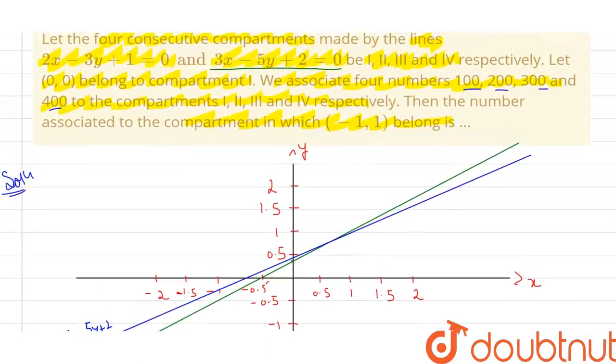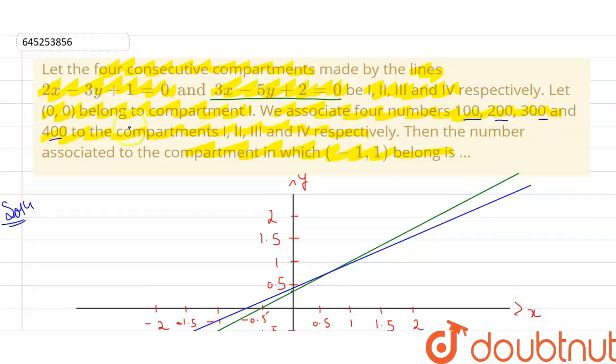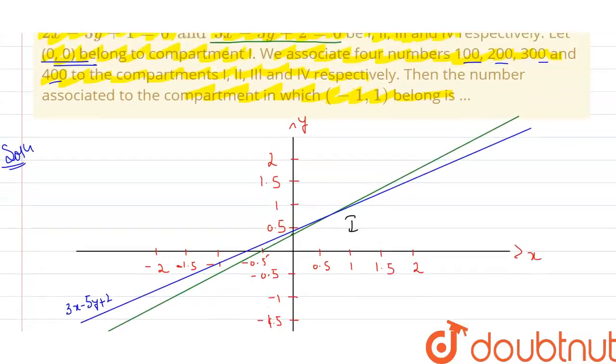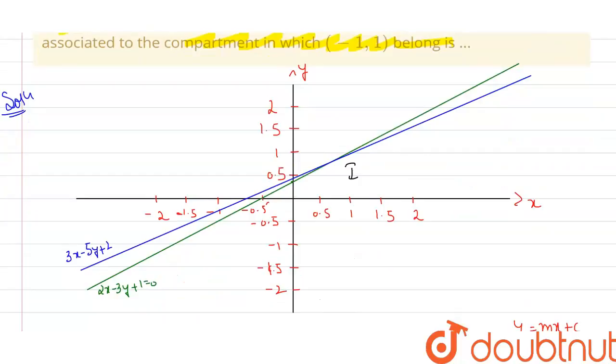Now the question says: what is my first compartment? It is the area where my first compartment belongs, so I can say the first compartment is in this direction, this whole region. The second compartment, according to these two lines, will be this part here.